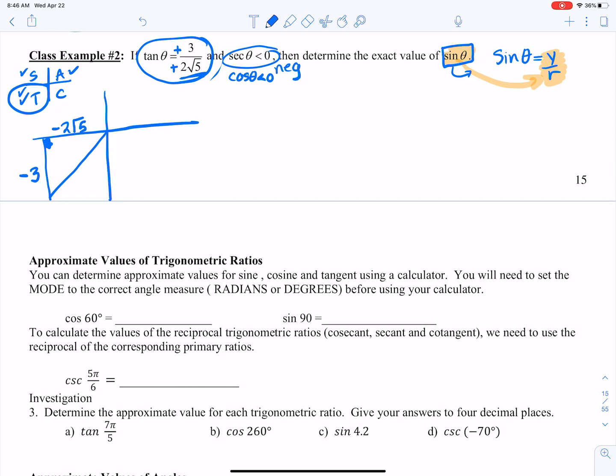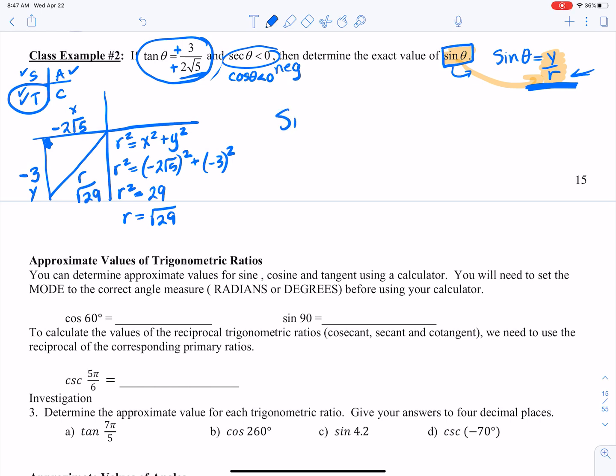Now, in order to calculate sine, I need an r value. So we have some tools for that. I'm going to use r squared is equal to x squared plus y squared. I'm going to put a little x here, a little y here, and I'm going to substitute negative 2 root 5 squared plus negative 3 squared. And that will simplify to 29. So r is equal to the square root of 29.